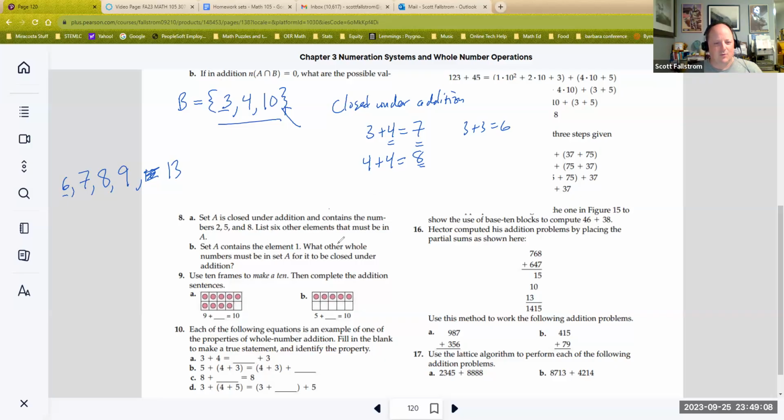Set A contains the element 1. What other whole numbers must be in set A for it to be closed under addition? It's the same question then. So instead of giving you 3 numbers, what if I gave you 2 numbers? Now, what else must be in the set to be closed under addition? So if I didn't tell you 10, I just said 3 and 4 are in the set. What else must be in there? Yeah, so that's kind of a good one there. What else? Yeah, I think that's about it.